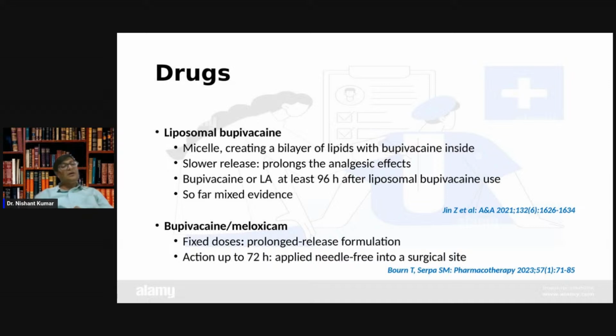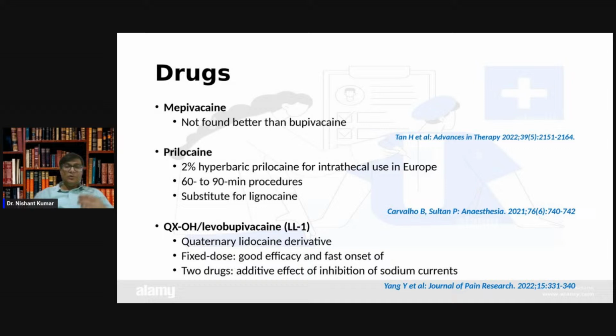Coming to the drugs, liposomal bupivacaine is a micelle creating a bilayer of lipids with bupivacaine inside. Slower release prolongs the analgesic effect, and it has been said that it can provide analgesia up to 96 hours, but the evidence has not been so good so far. Then we have the bupivacaine meloxicam combination in a prolonged release formulation, with action up to 72 hours, and it is applied needle free into a surgical site. So basically, you give it to the surgeon to spread onto the surgical site, and you may have analgesia up to 72 hours. Mepivacaine, prilocaine made a resurgence, but then have not been heard of again.